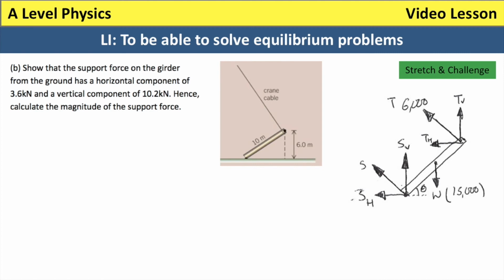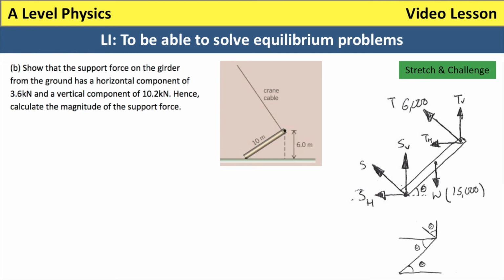Well, I've drawn here a diagram that shows all of the different situations that are going on. We have got the tension, which is virtually 6,000 newtons, as shown there. Now that tension will have a vertical and a horizontal component. I've labelled the weight, but of course the support force that is acting as well is going to have a vertical and a horizontal component.